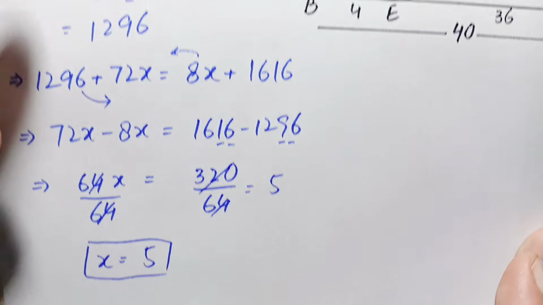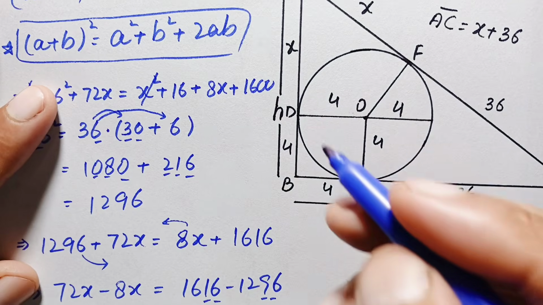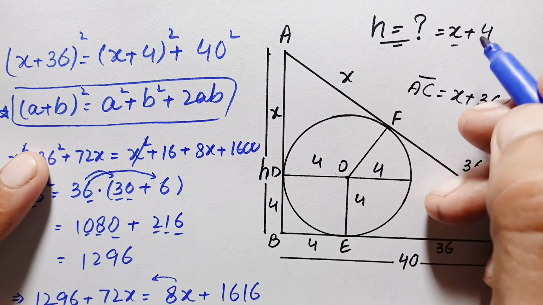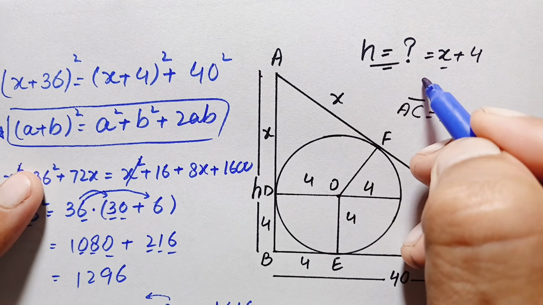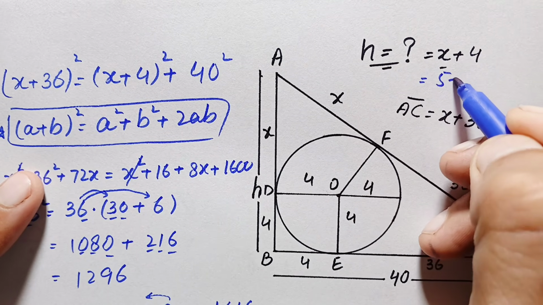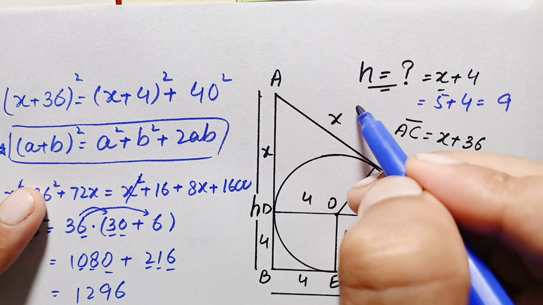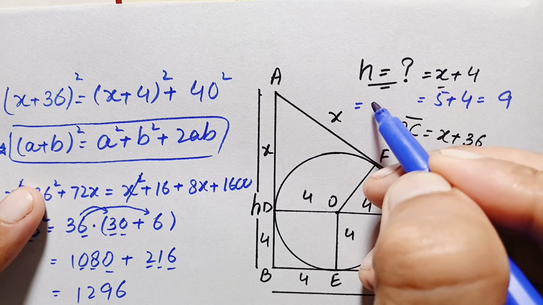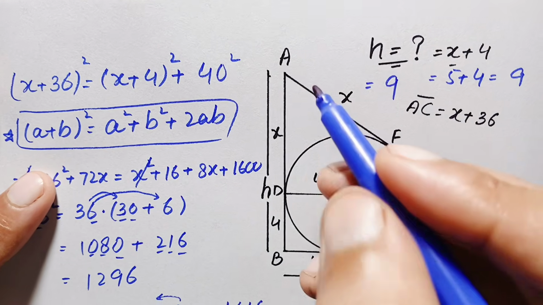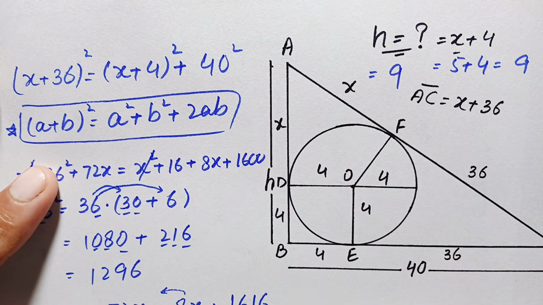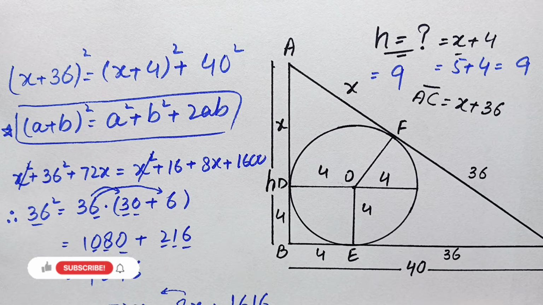And here we will substitute this value of x in place of x. Our height will become x plus 4. The value of x is 5, so this will become 5 plus 4, which is 9. So the height of this right angle triangle is 9 units. So the length AB will be 9 units. This is our required answer and required target.